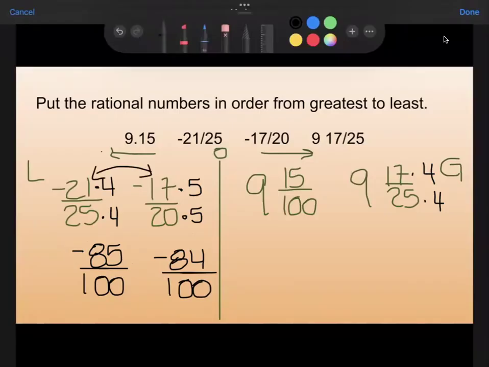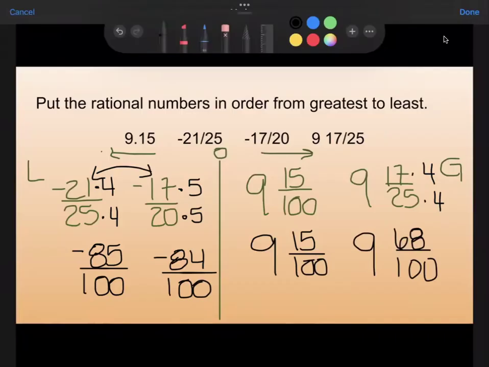On the positive side, let's see, I've got 9 and 15 over 100 already. Let's do 17 times 4. Let's see, 17 times 4 is 68. So 9 and 68 over 100. So as I suspected, this one is bigger than the 9 and 15 over 100. Okay, so now they are in the correct order.